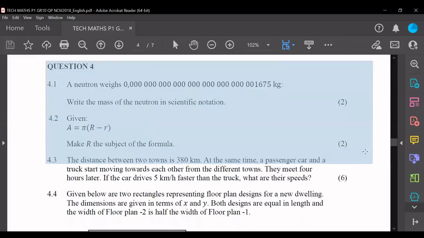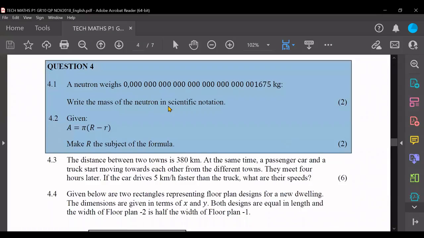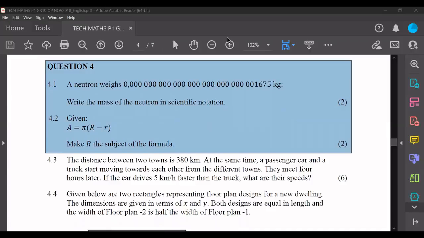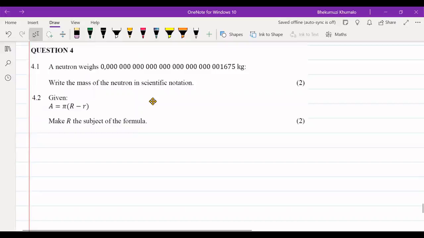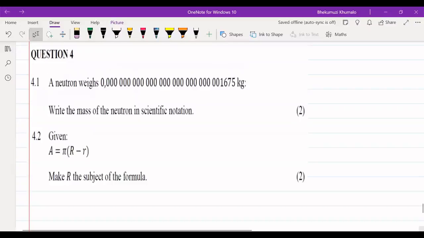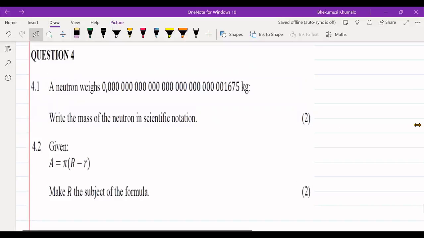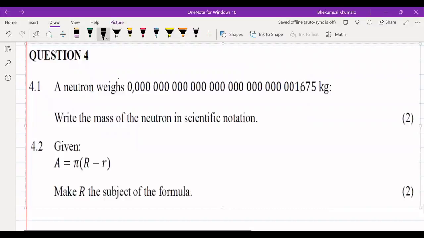So I'm gonna highlight the first two. So we're gonna do the first two quickly. The first one right there is a very long scientific notation conversion, right? So we need to convert it into scientific notation. This is gonna take some time, obviously, but we're just gonna do it as quickly as possible, right? So this is a very, very small weight, or a very, very small number, right?